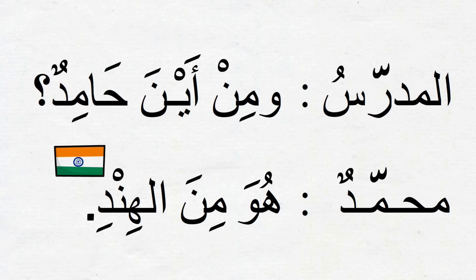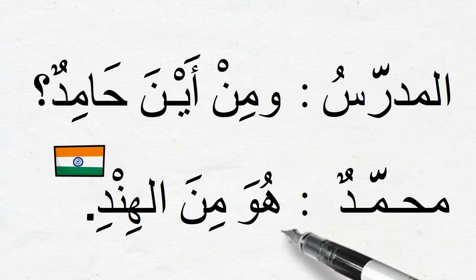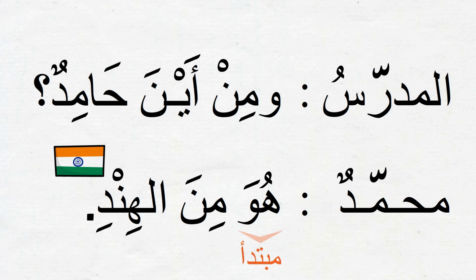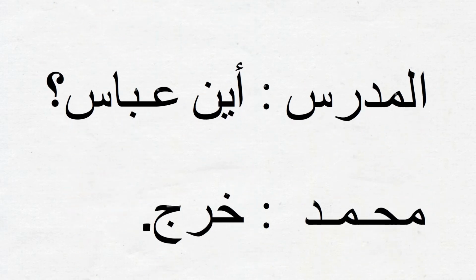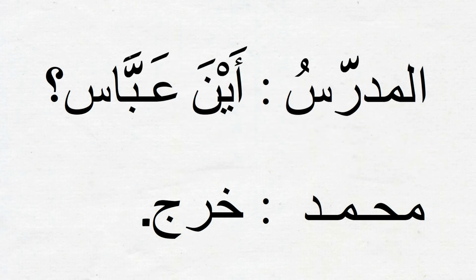So what is the mubtada of this ismiya sentence? Huwa. Very good. And what about the khabar? It is the jar majroor phrase min al-Hindi. It is a shibhu jumla type khabar. Al-Mudarrisu asks, Aina Abbasun? Muhammad says, Kharaja. He went out. Kharaja is fi'al, a verb.